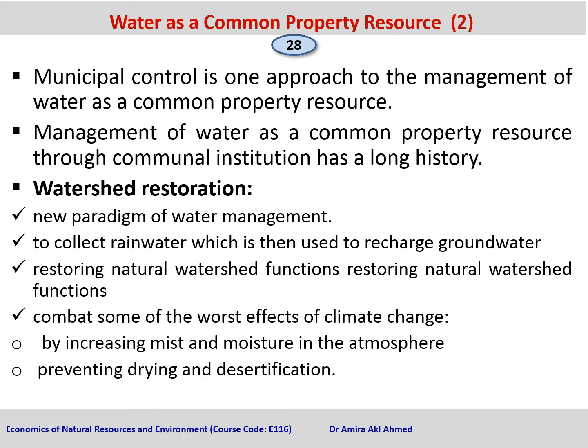Municipal control is one approach to the management of water as a common property resource. Another approach is the traditional shared management. There is a long history of management of water as a common property resource through shared institutions in many areas around the world. Local collective systems of irrigation that have proved sustainable over centuries are found in many societies around the globe.